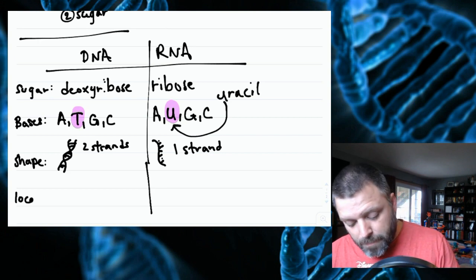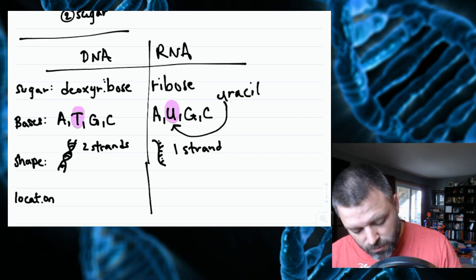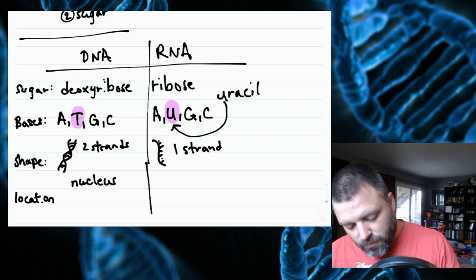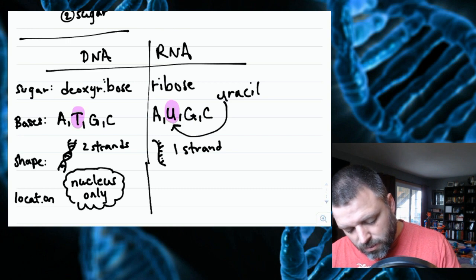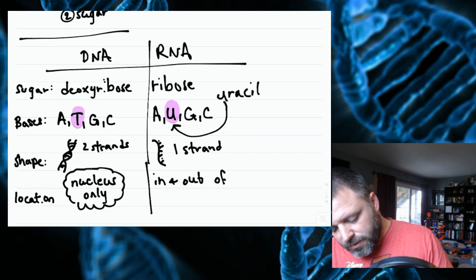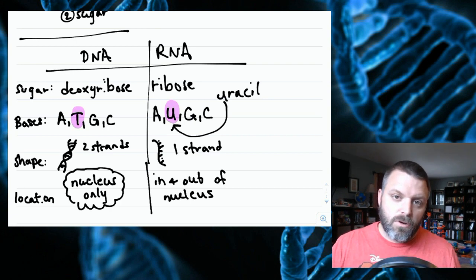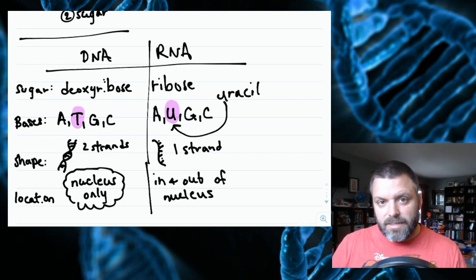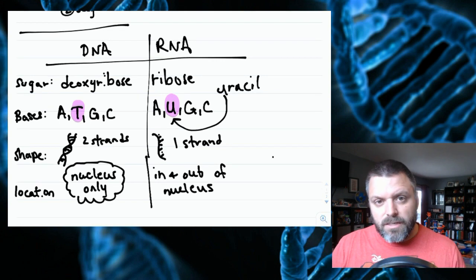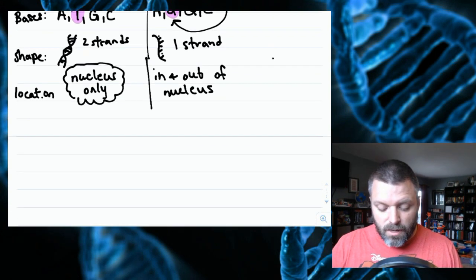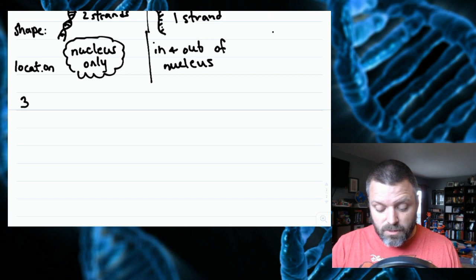The last difference between these two is the location. The location of the DNA is in the nucleus only. So it's stuck there. The RNA is found in and out of the nucleus. So the RNA can kind of go anywhere, and that's why we need to make RNA, because DNA is stuck in that nucleus. It is the main code to make proteins. That RNA is going to act as a messenger to get the code out of the nucleus.